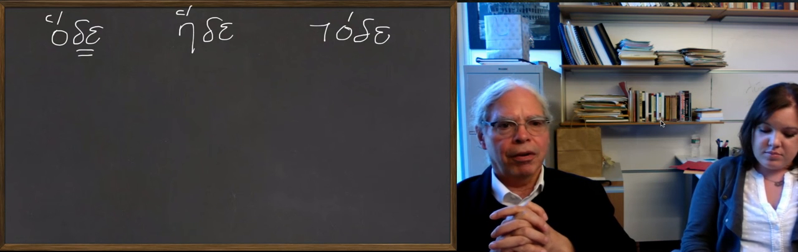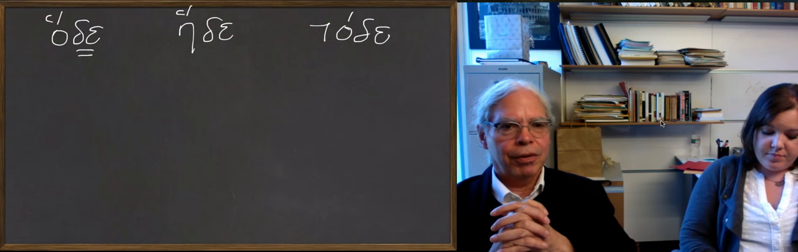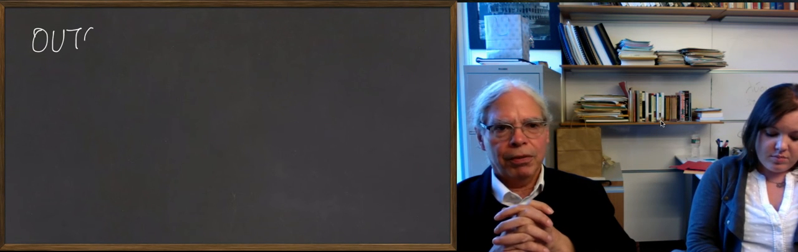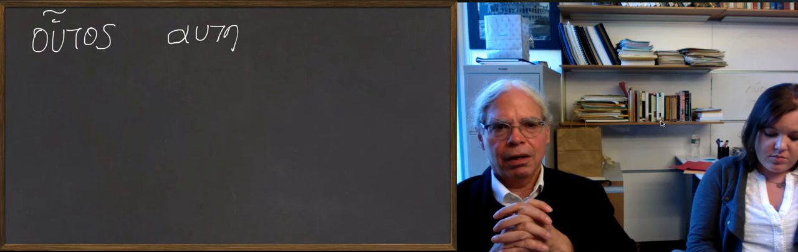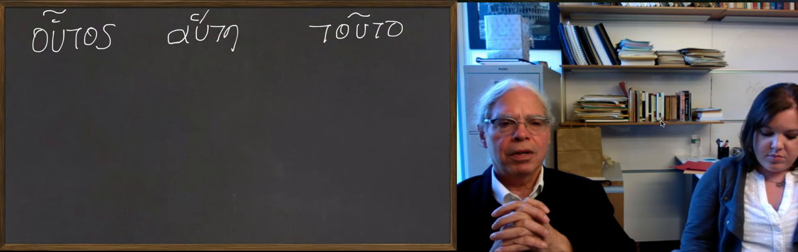Let's write these down, okay? Maybe you should do another screen, or you want to write them underneath, either way. So let's do nominative singular masculine is hutos. Nominative singular feminine is haute. Okay, and nominative singular neuter is tuuta. Okay, let's write down more of these.